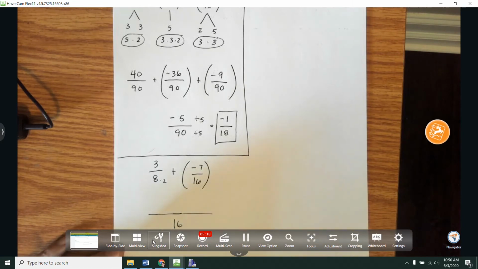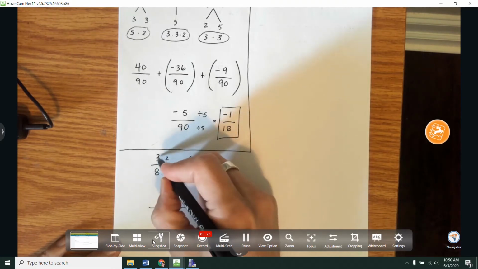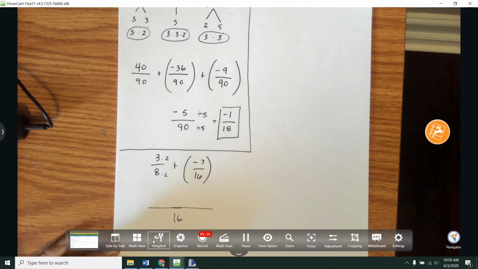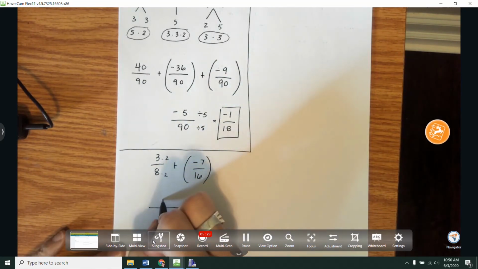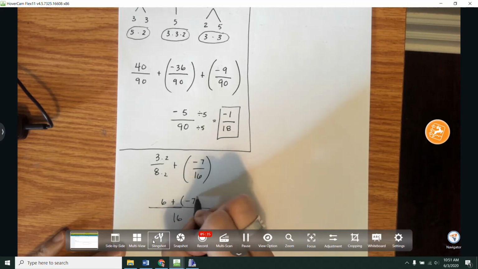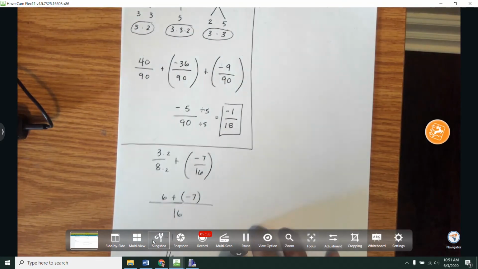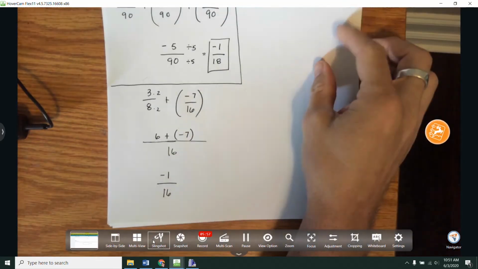I'm going to write this one a little bit different. I'm just going to put the 16 on the bottom, and then think about what we're doing with these. Now 3 times 2, we have to multiply it by the same amount. Whatever we're doing to the bottom, we have to do to the top. That's going to give us 6, and we're adding it to the negative 7. Now 6 plus negative 7, those counteract each other and give us a negative 1. Think about it like you're adding money together. If you're adding $6 to negative $7, you'd still be in debt just $1. And so our fraction is negative 1 over 16.